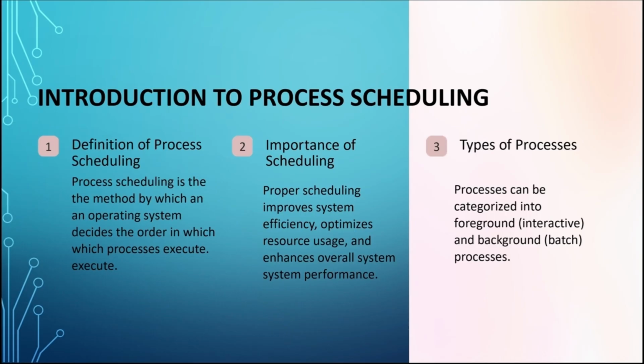The importance of scheduling: proper scheduling improves system efficiency, optimizes resource usage, and enhances overall system performance. So we have types of processes. Processes can be categorized into foreground interactive and background batch processes. Foreground interactive are the processes that we interact with directly. They need quick response so that the computer won't feel delayed. Examples are typing in Microsoft Word, browsing in Chrome, using WhatsApp or Zoom.